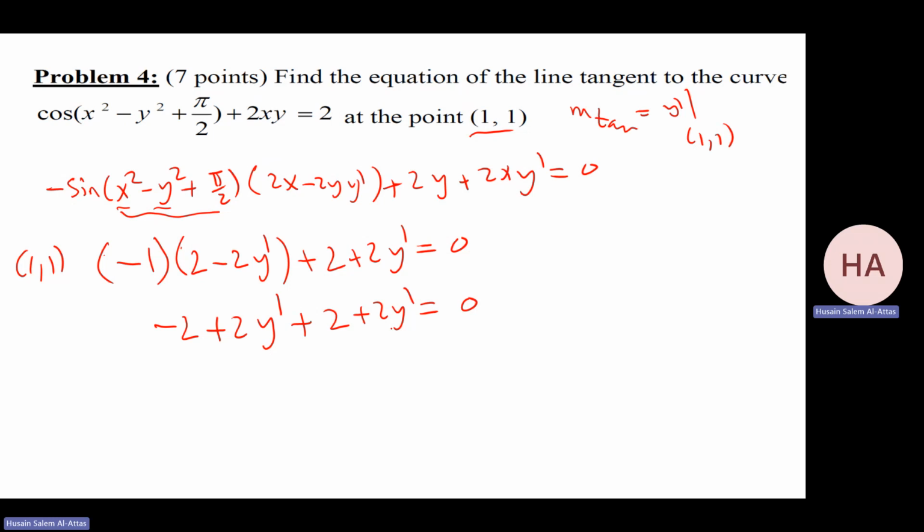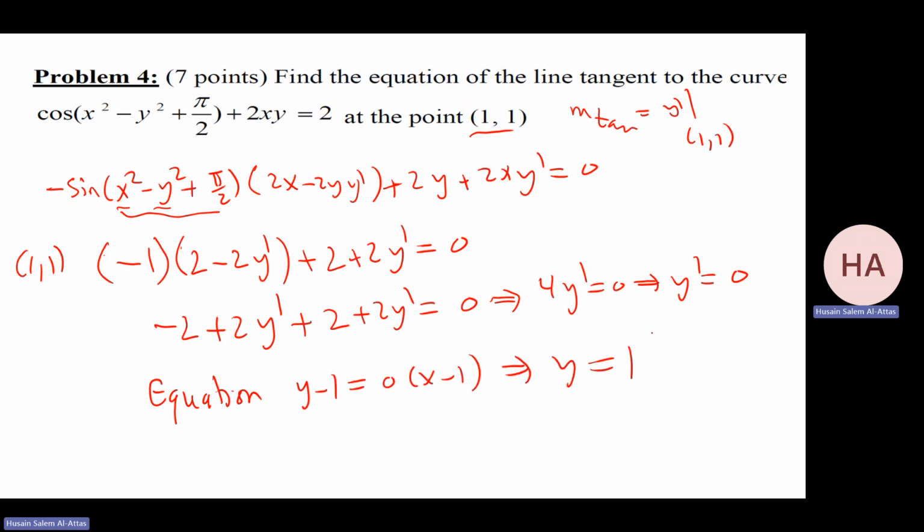Okay, so that means 4y' equals 0, so y' equals 0. Equation: y minus 1, 0x minus 1. That means y equals 1. I have a result of that.